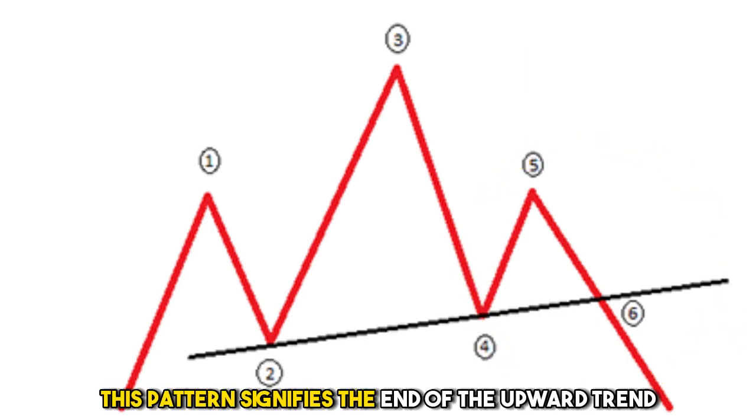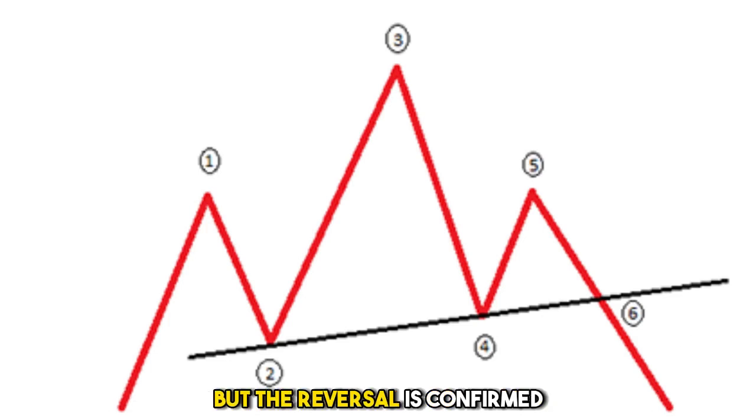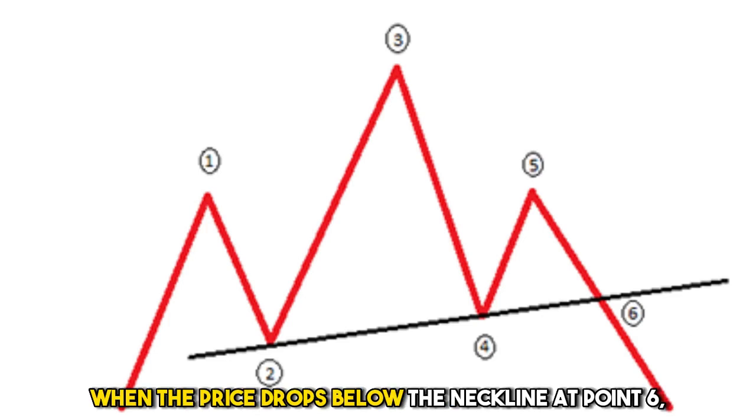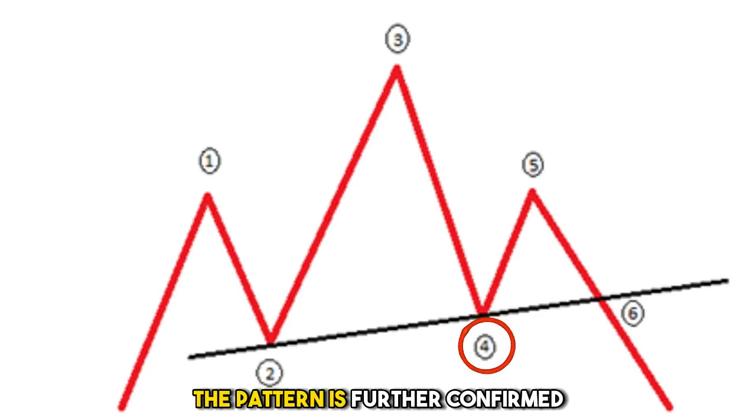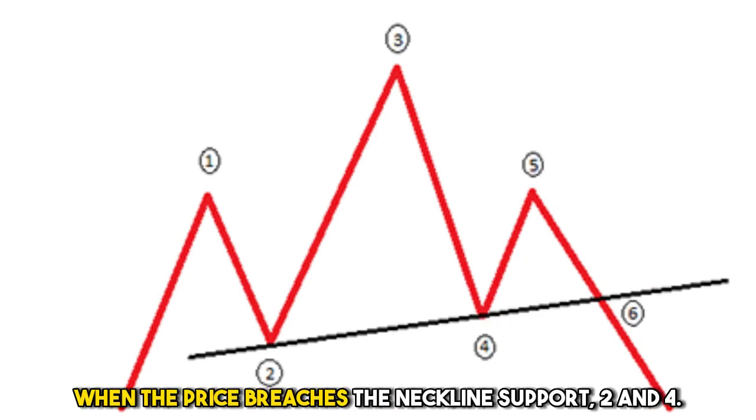This pattern signifies the end of the upward trend, but the reversal is confirmed when the price drops below the neckline at point 6, moving past the previous low at point 4. The pattern is further confirmed when the price breaches the neckline support, 2 and 4.